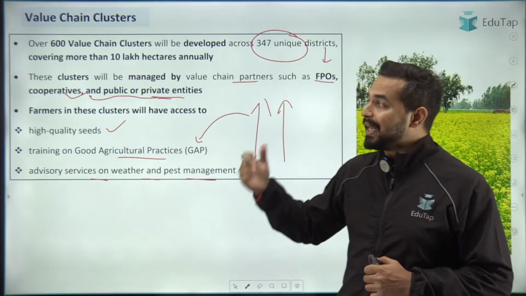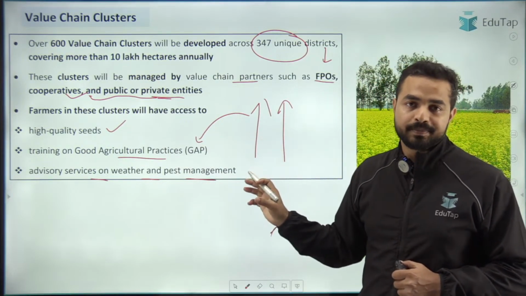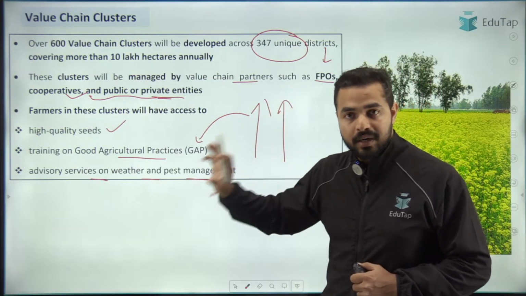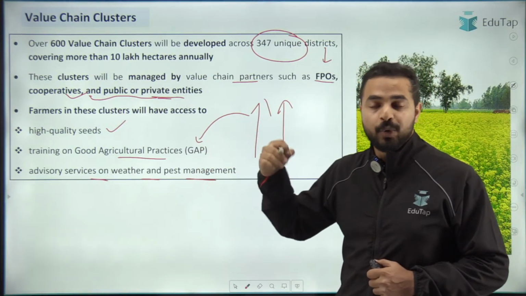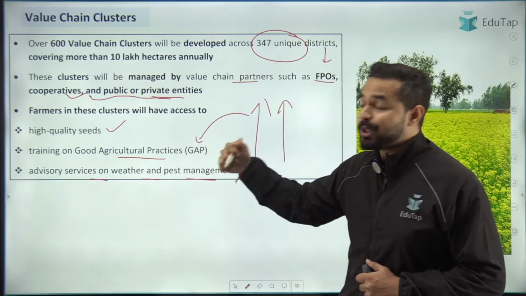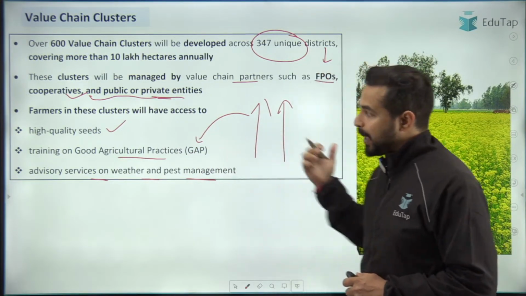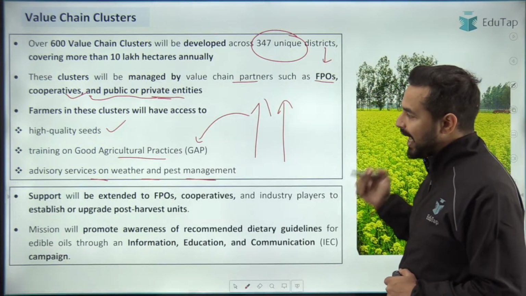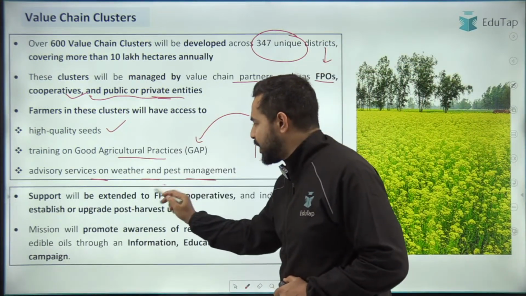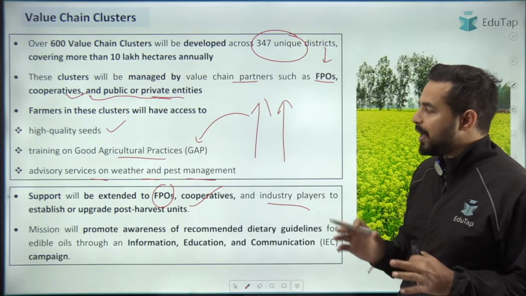Along with that, a Sathi portal has also been launched, and the Sathi portal will also be providing the creation of some inventory as well, traceability of the high quality seeds and provision of high quality seeds to these farmers so that they can really create and grow these particular crops. Apart from that, they will be extending the support to the FPOs, cooperatives and the industry players so that we can establish and upgrade post harvest units.